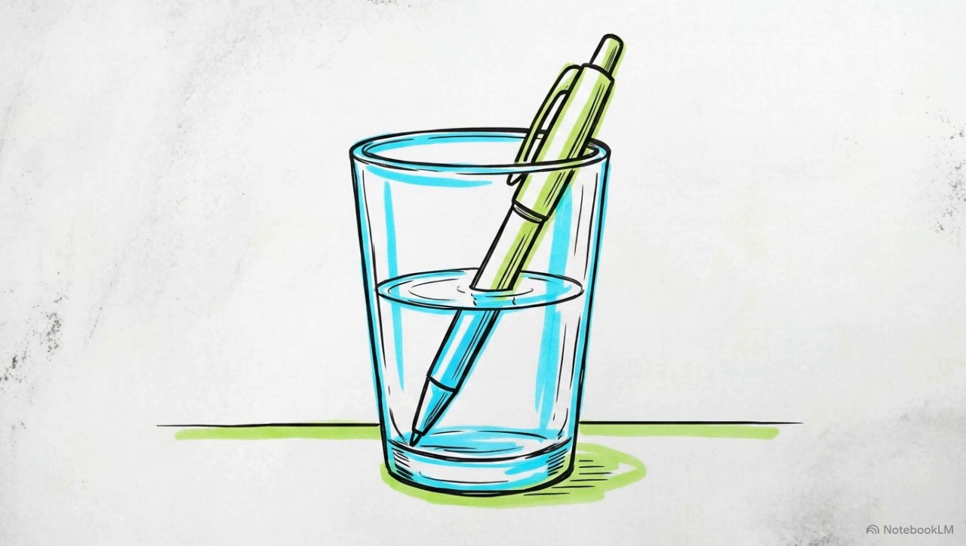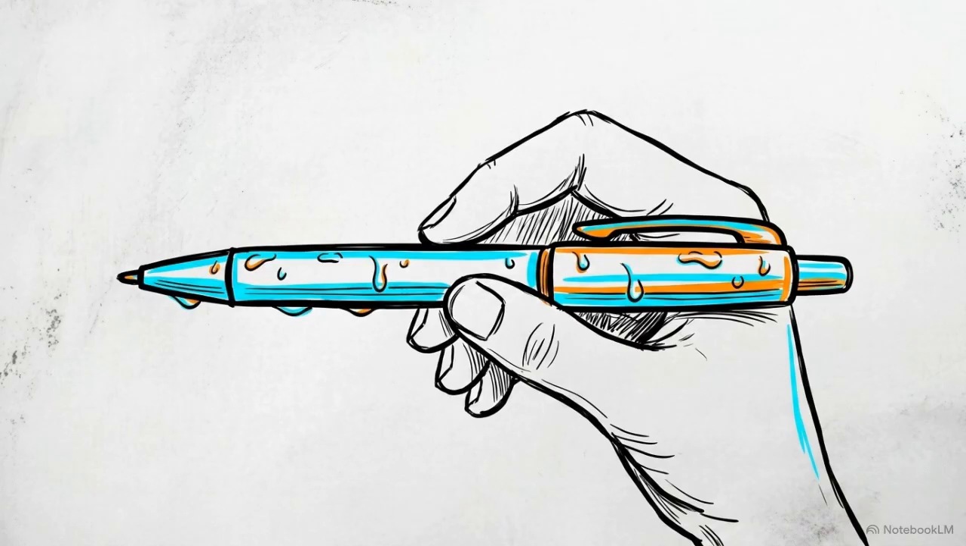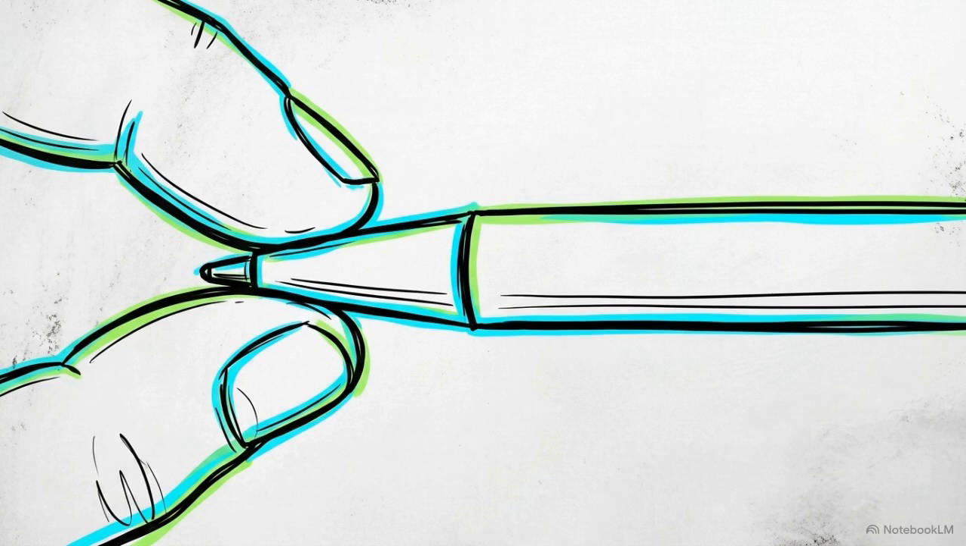Take a completely straight pen and drop it into a glass of water. Look closely at the liquid line. The pen appears to snap into a sharp angle exactly where it crosses the surface. But if you pull that same pen back out, the plastic is undamaged. The physical object hasn't changed shape at all.